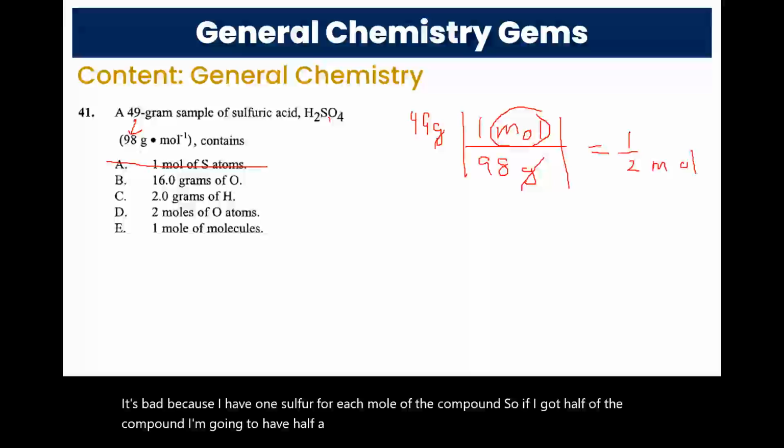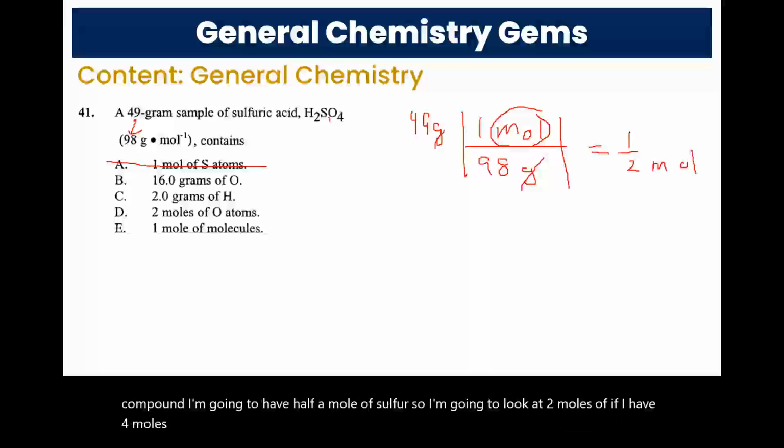So then I'm going to look at 2 moles of O. Well, if I have 4 moles of O and 1 mole, then I'm going to have 2 moles. So there we go. That's my answer. D is correct. So yeah, D is the correct answer.